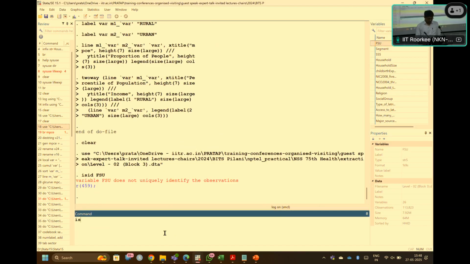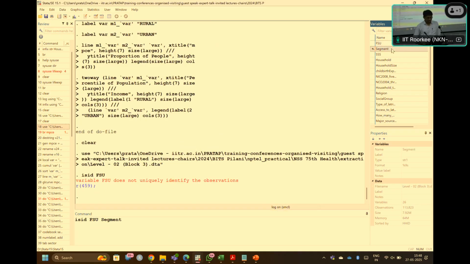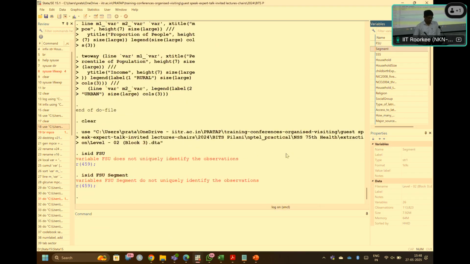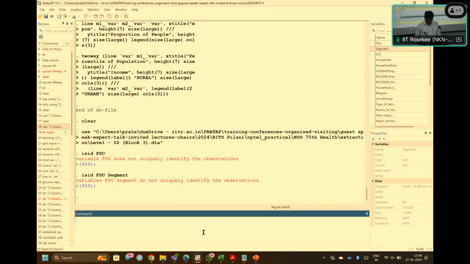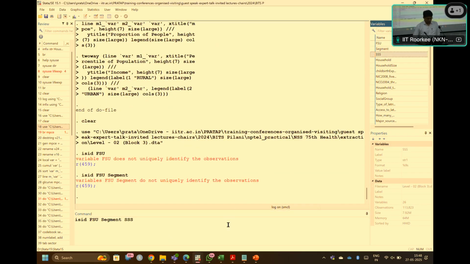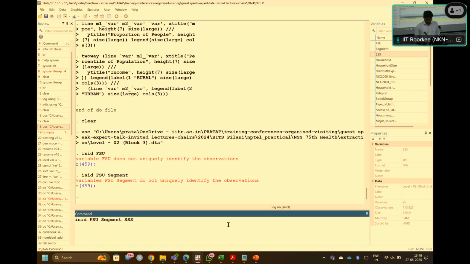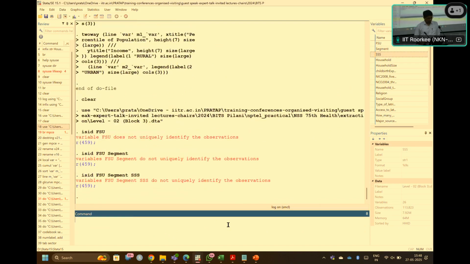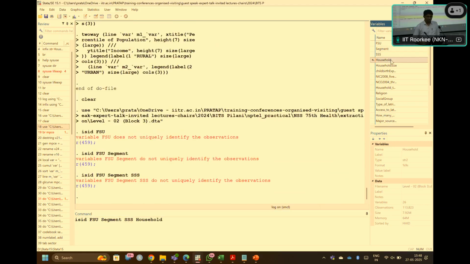Let's check with ISID, FSU, then segment. It is still not uniquely identified. So I'll add the third. I'll check once again whether it's working or not. It's still not working. So we'll add the fourth one, that is the household variable.